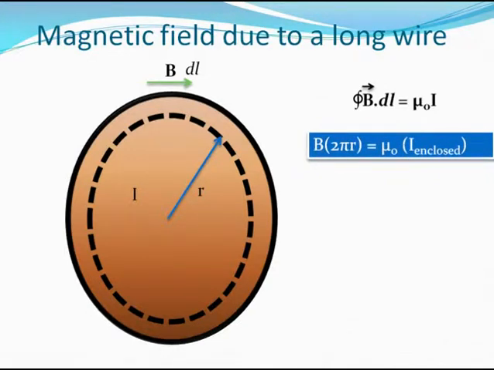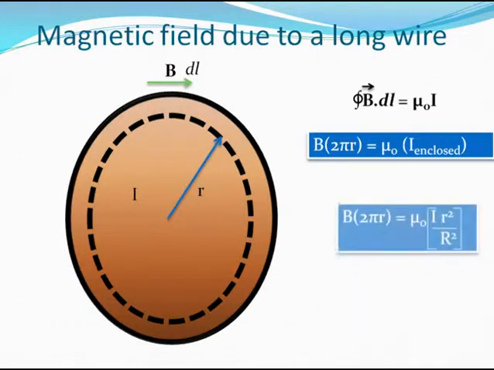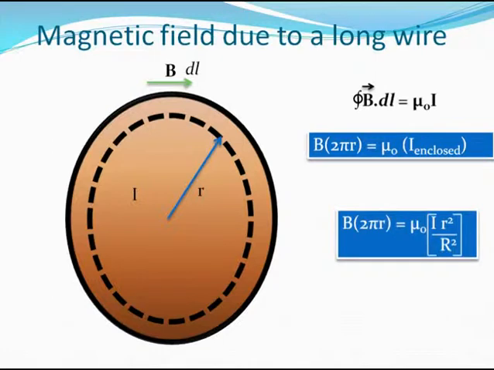In this case, B into 2 pi r again will be mu naught into I enclosed. We won't consider the entire current through this thick wire because we're only taking a loop inside the wire. So we'll consider the current only up till this distance r. The current up till this distance r is r square divided by radius square into I, isn't it? After all, the area of the small loop is pi r square. The area of the entire current carrying cross section is pi into capital R square.